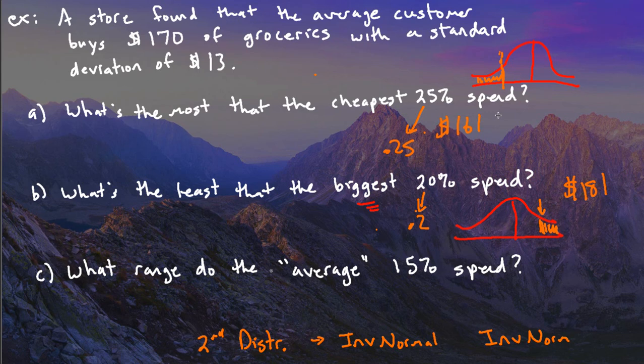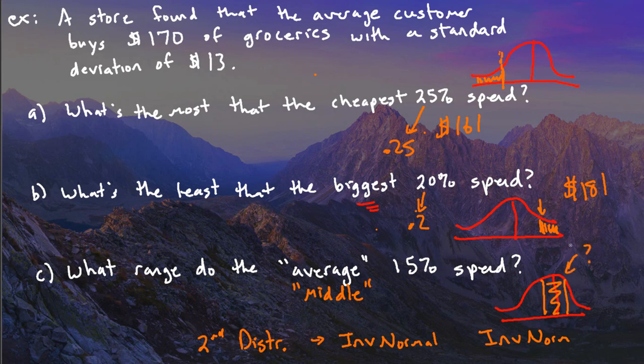What range do the average spenders spend? Now this is a clever way of saying the middle. Okay, the middle 15% spend. So if I take a look at my distribution, what I'm wondering is right here in the middle are our average spenders, and what range do they spend? They're right here centered. What are they going to spend?